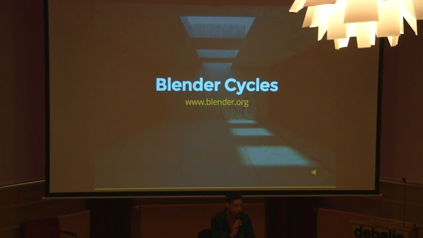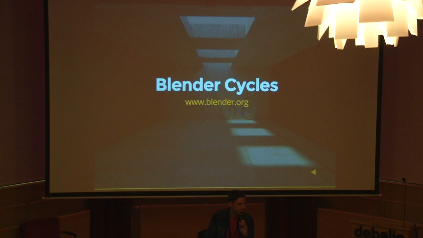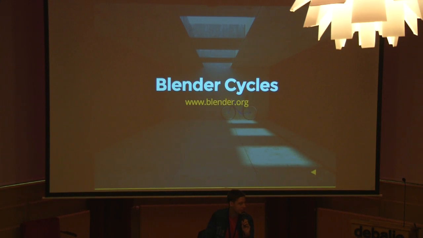Yeah, that's something that has been on our to-do list for quite some time. He asked whether we will have light groups in Cycles, basically the same as we have in Blender Internal, so you can have lights which only affect certain objects. That is something that comes up quite often, and I guess it will be implemented once, but I cannot give you an estimate of when.